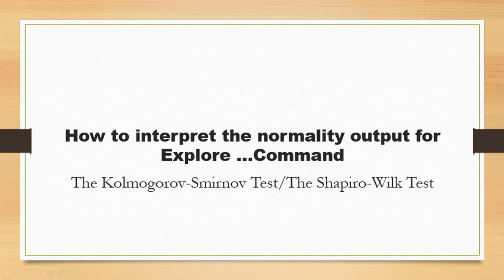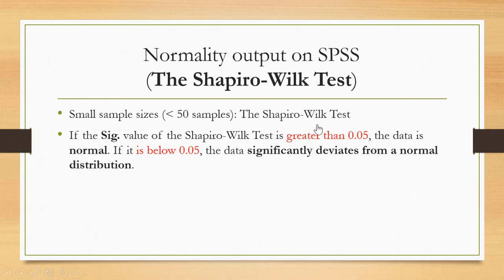There are two types of columns in the output. We have the Kolmogorov-Smirnov test and the Shapiro-Wilk test. In case of a small sample size, we are going to use the Shapiro-Wilk test, especially if the sample is less than 50 individuals. If the sig value of the Shapiro-Wilk test is greater than 0.05, the data is normal. However, if it is below 0.05, the data significantly deviates from a normal distribution, and at this stage we cannot conduct the parametric independent samples t-test, and we move to the non-parametric Mann-Whitney U-test.